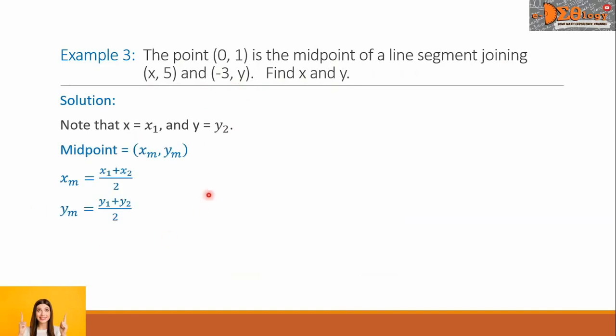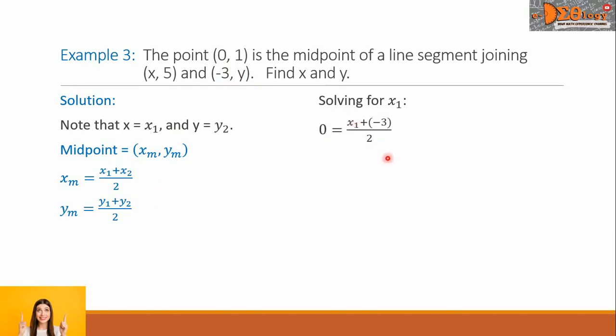Writing our formula for the midpoint and the coordinates x and y respectively, we are now going to start by solving for x sub 1. We are going to use this formula. Let us substitute the values. So we have x sub m to be 0 equals x sub 1 plus the x sub 2 is negative 3 all over 2.